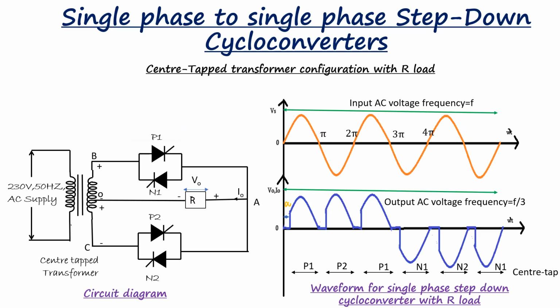So this is the circuit for the shunt-adapter transformer configuration with the R load. If you look at the circuit, it has four thyristors. The thyristors are grouped as the positive group thyristors P1, P2, and the negative group thyristors N1 and N2.